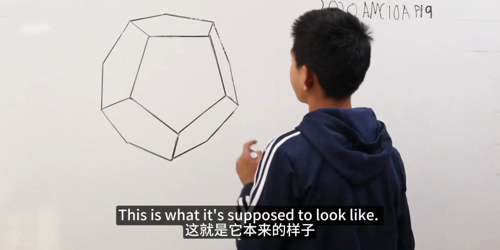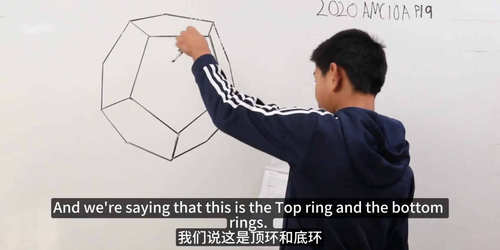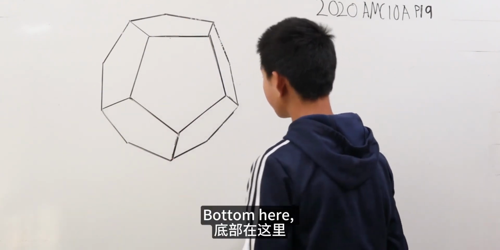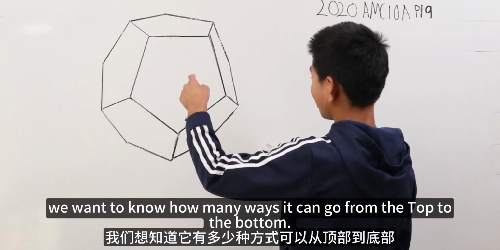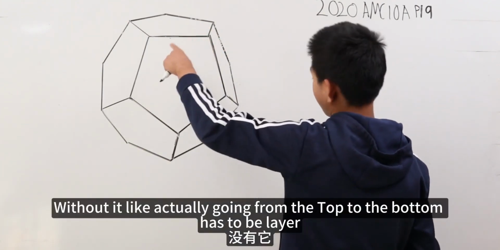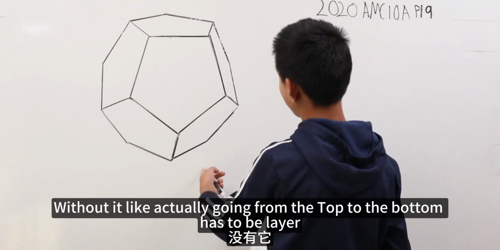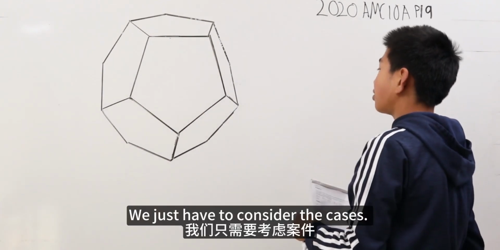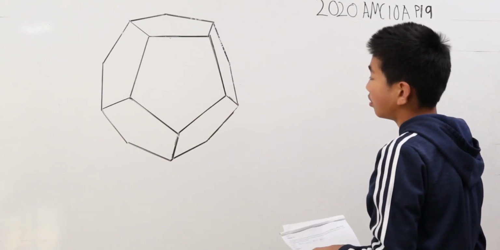This is what it's supposed to look like. And we're saying that this is the top ring and the bottom ring is this bottom here. We want to know how many ways it can go from the top to the bottom without it actually going from the top to the bottom directly. It has to be layer by layer. Well, we just have to consider the cases.